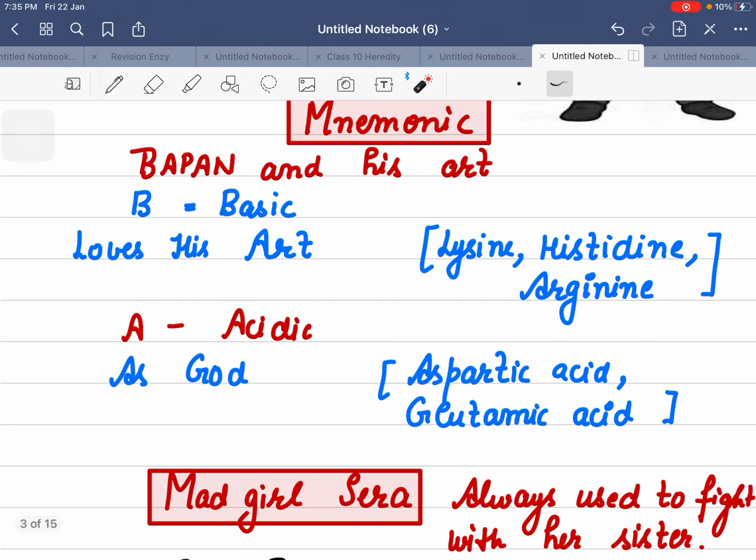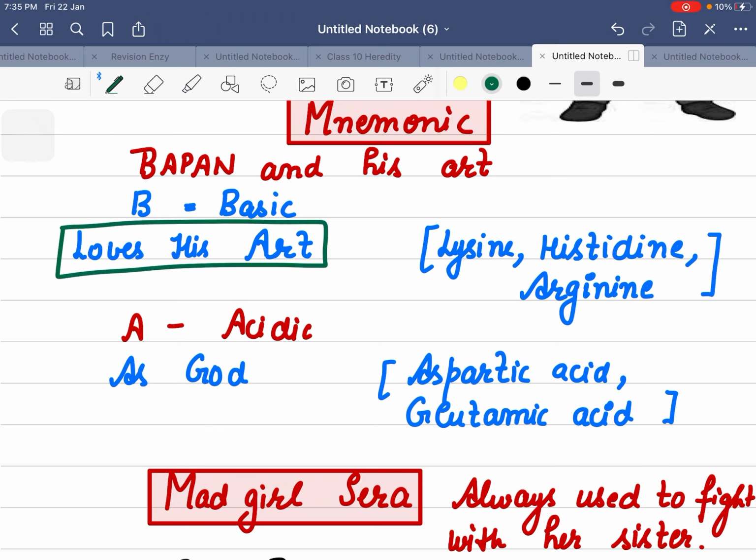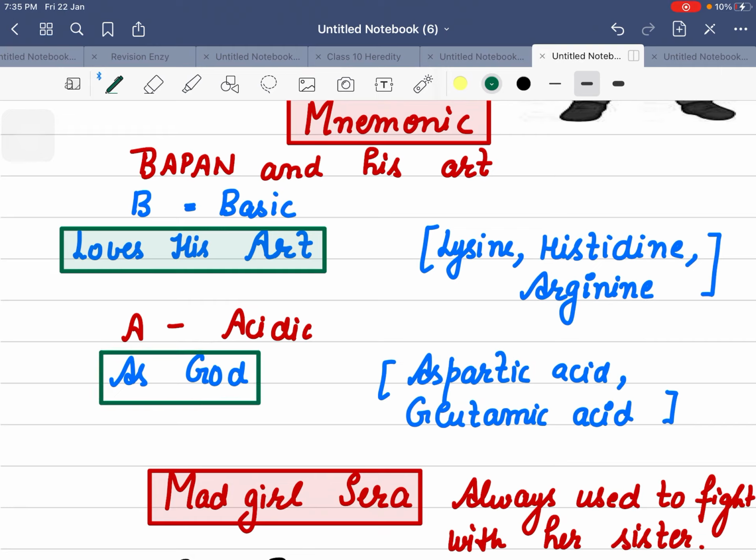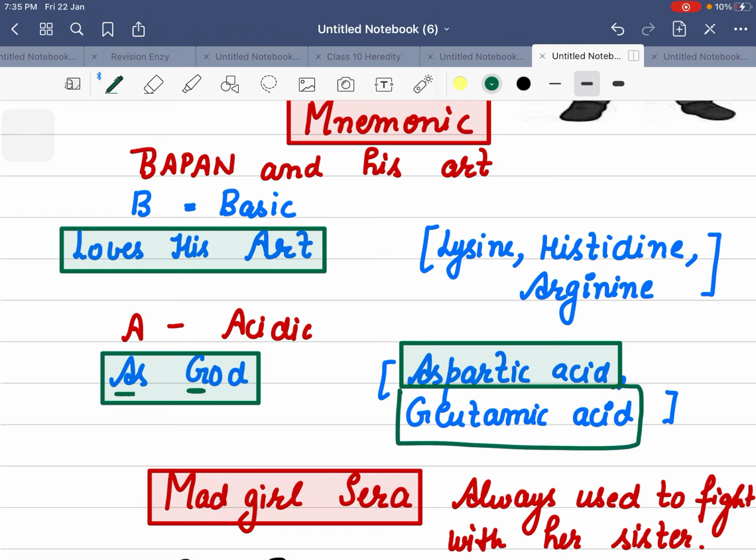Art. Loves his art. Acidic. As God. Bapan loves his art as God. A for aspartic acid and G for, only look for the capital letters. A for aspartic acid, G for glutamic acid.